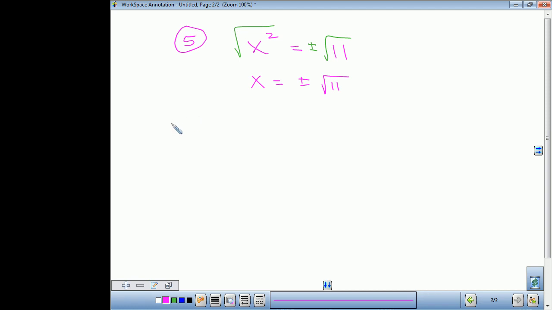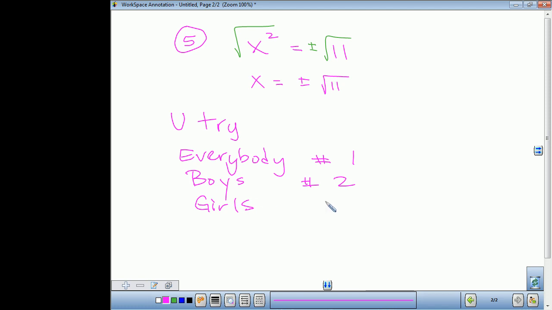Okay, so now I want you to flip it over. Flip your worksheet over. And I want everybody to try number 1. I want the boys to do number 2. And I want the girls to try number 3. So everybody's doing 2 problems.